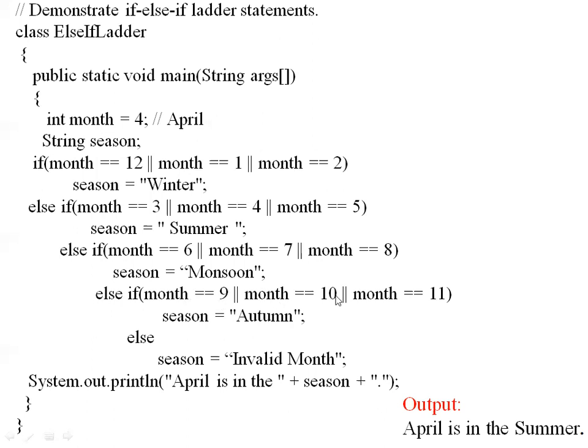Month is equal to 10, yes, true. Then it goes to say season is equal to autumn. Okay, so then it prints something like 10 means October. Okay, so October is in the autumn season, something it prints.